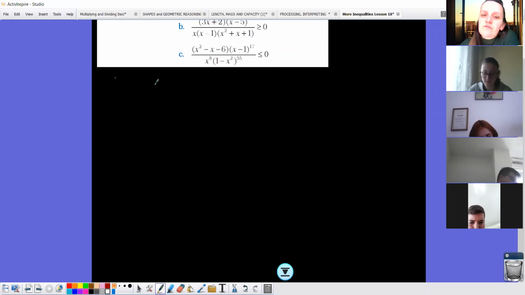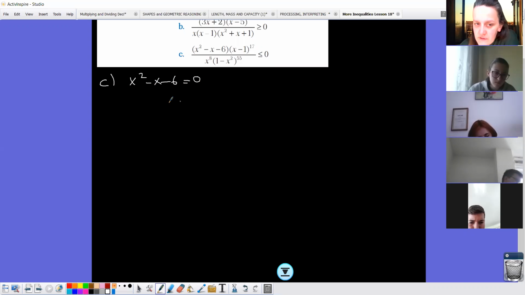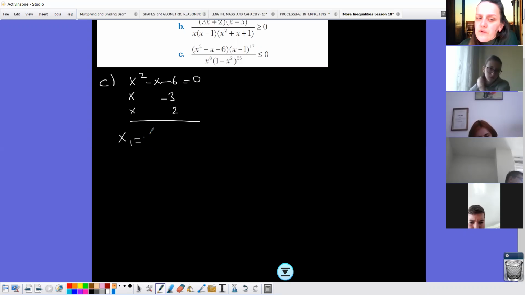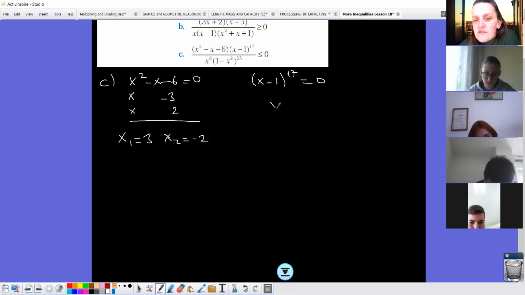What am I talking about for the C? Here we have firstly x squared minus x minus 6 is equal to 0. Then from here I will try to find the roots. Minus 3 and 2. So x1 will be 3 and x2 minus 2. For the second one, I have x minus 1 to the power of 17 is equal to 0. So from here, x3, I will find 1. But because the power is 17, it's not an even number. This root is not a double root, okay?